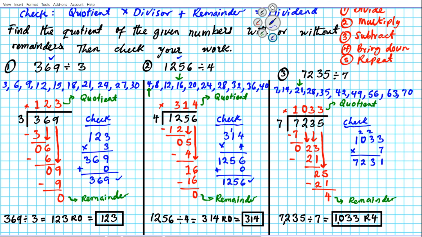And then you add on the remainder. What is it? 4. And what do we get? 5, 3, 2, 7. 7,235. Is that equal to our dividend? Absolutely. So we know that our answer is in fact correct. Okay? So now it's your turn for some practice problems.